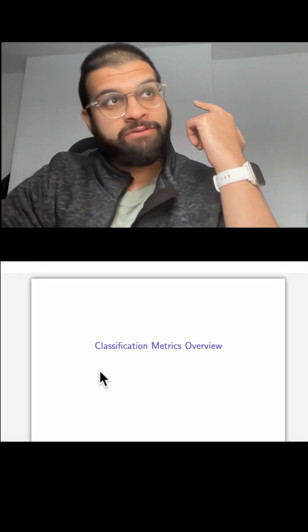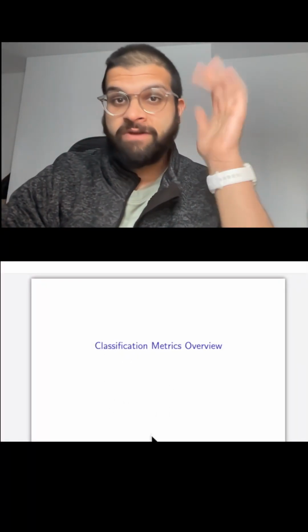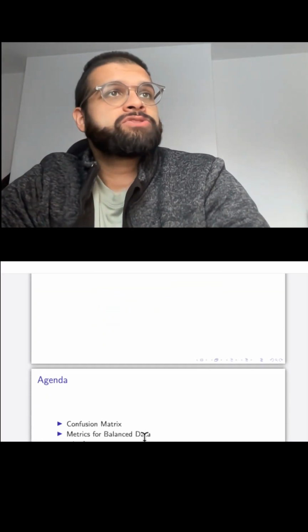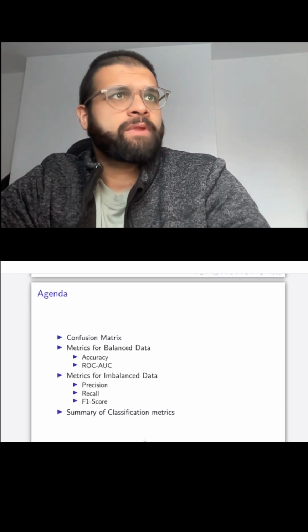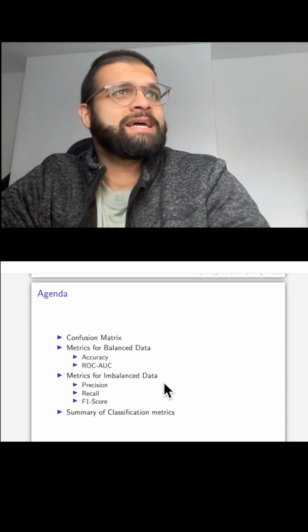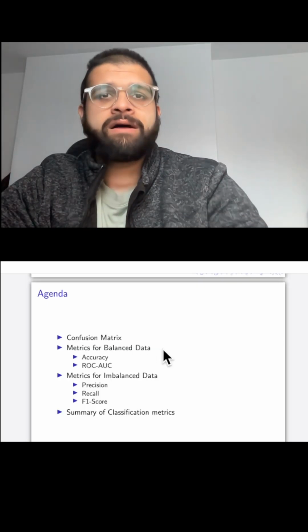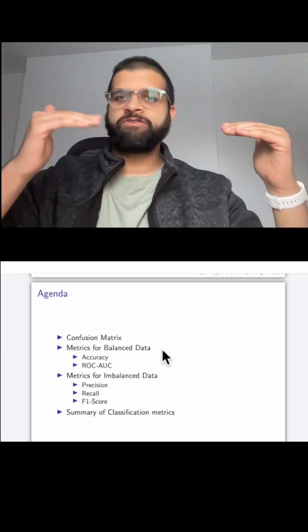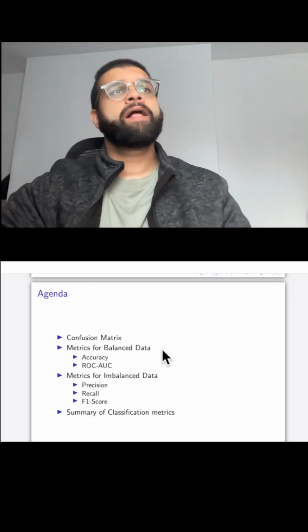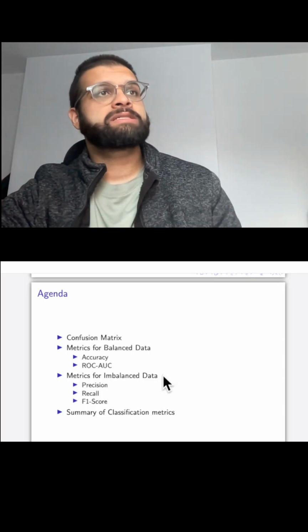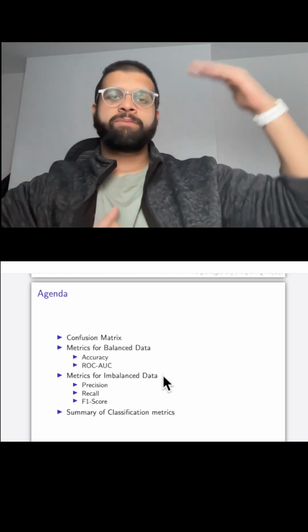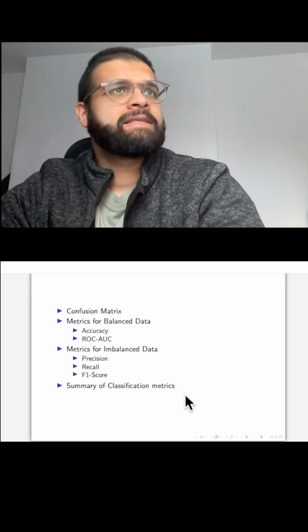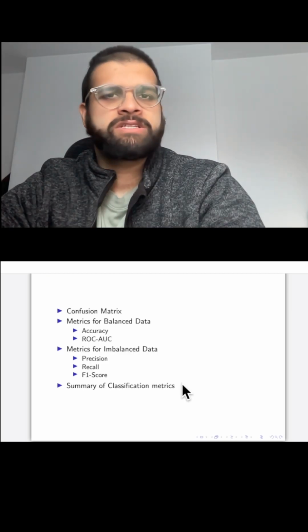Alright, hey guys, so today we talk about classification metrics, which is very important when you develop your classification models. So let's go. Let's cover the agenda here. We'll talk about the confusion matrix, then metrics in balanced data, balanced data meaning 50% are positive classes and 50% are negative classes. Then the next point will be metrics in imbalanced data, so we have maybe an 80-20 split or even a bigger discrepancy. And then we just summarize the classification metrics.